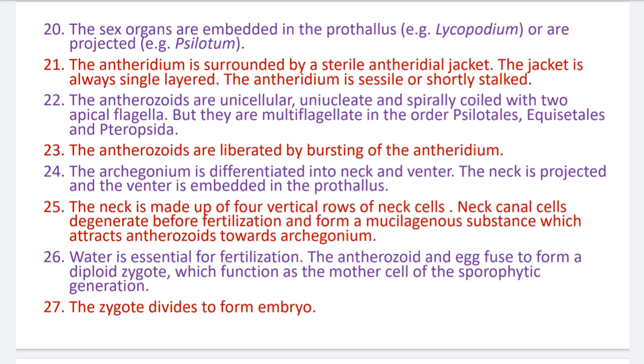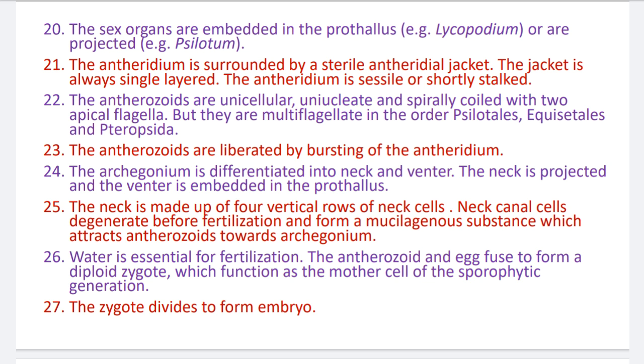In case of bryophytes and in case of pteridophytes, the characteristics of antheridium and archegonium are the same. Antheridium is the male gametangium or male reproductive organ which is covered by the sterile jacket layer. This is the unique characteristic of antheridium as well as the archegonium present in the bryophytes and pteridophytes. Okay. And here this sterile jacket layer is single layered.